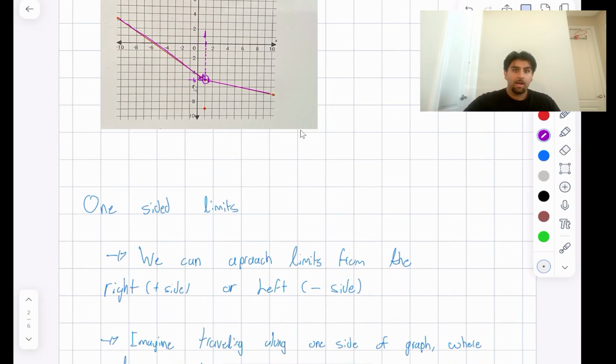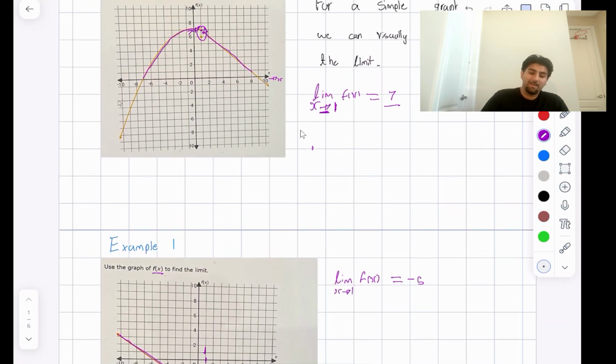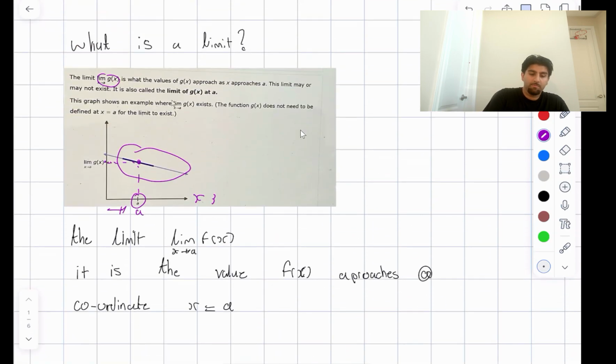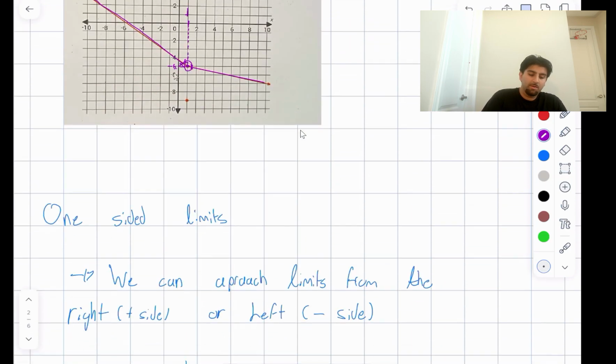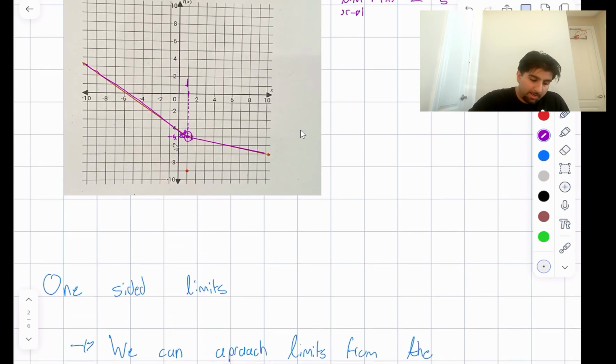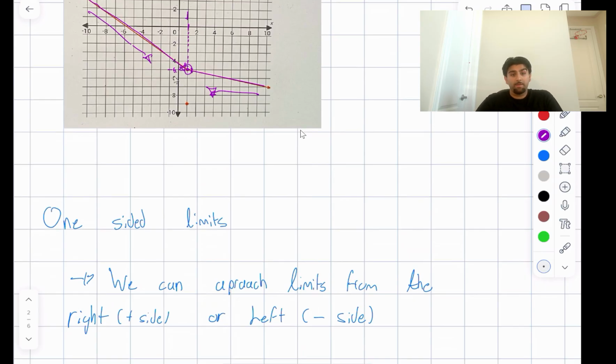So we looked here at evaluating limits using a graph, right? We're just saying what is the limit and where's the limit? You notice we were going from one side and from the other side. We can evaluate from one side or the other side as well. We can approach limits from both the left side and the right side. Right side, the positive side, and the left side, the negative side, right?